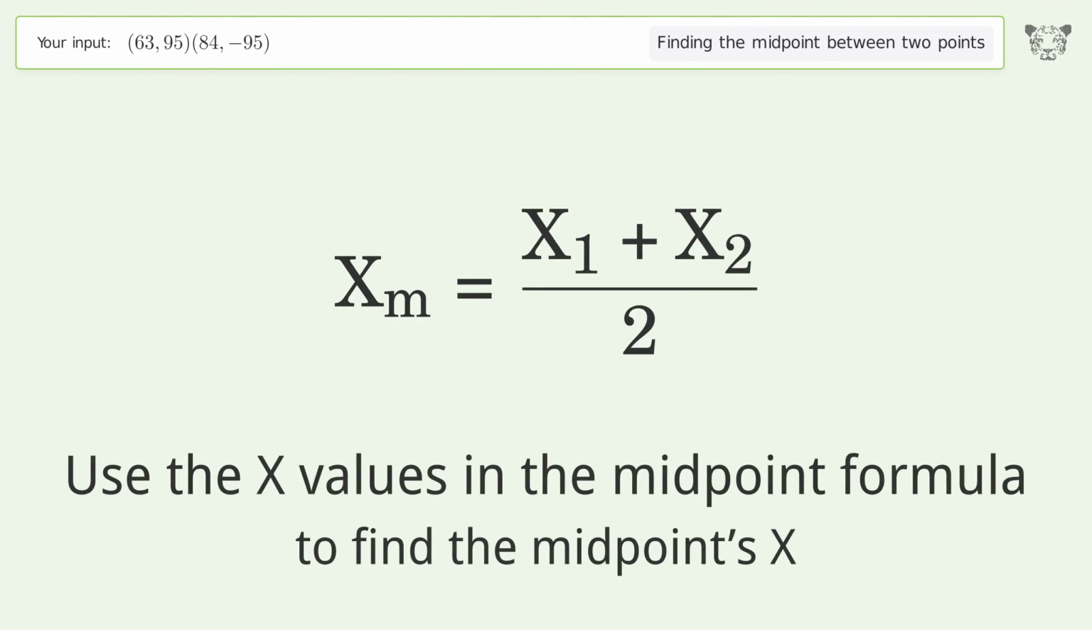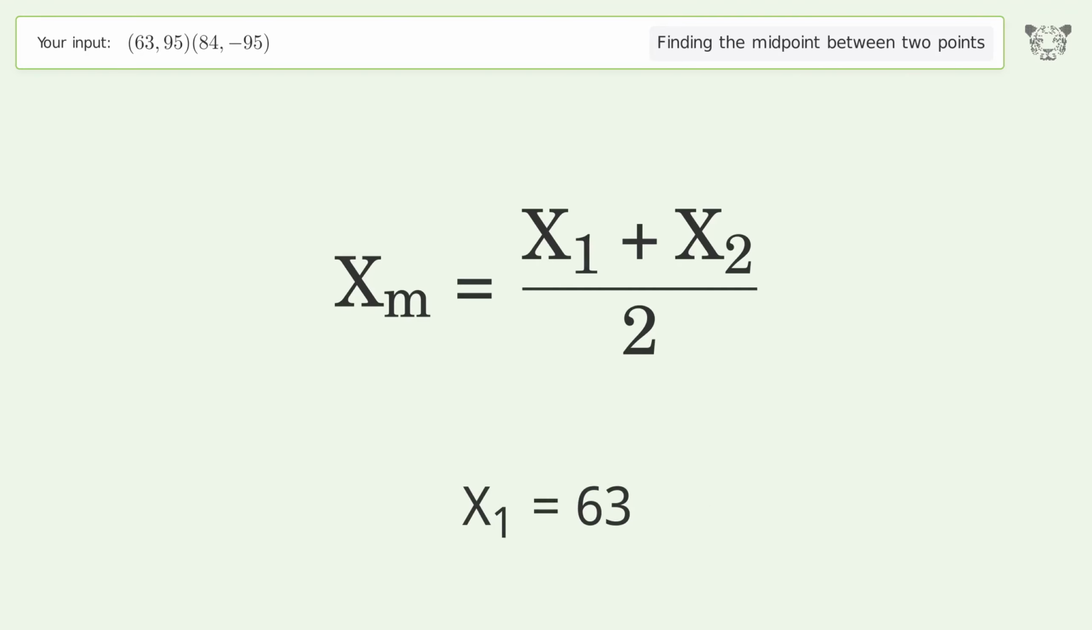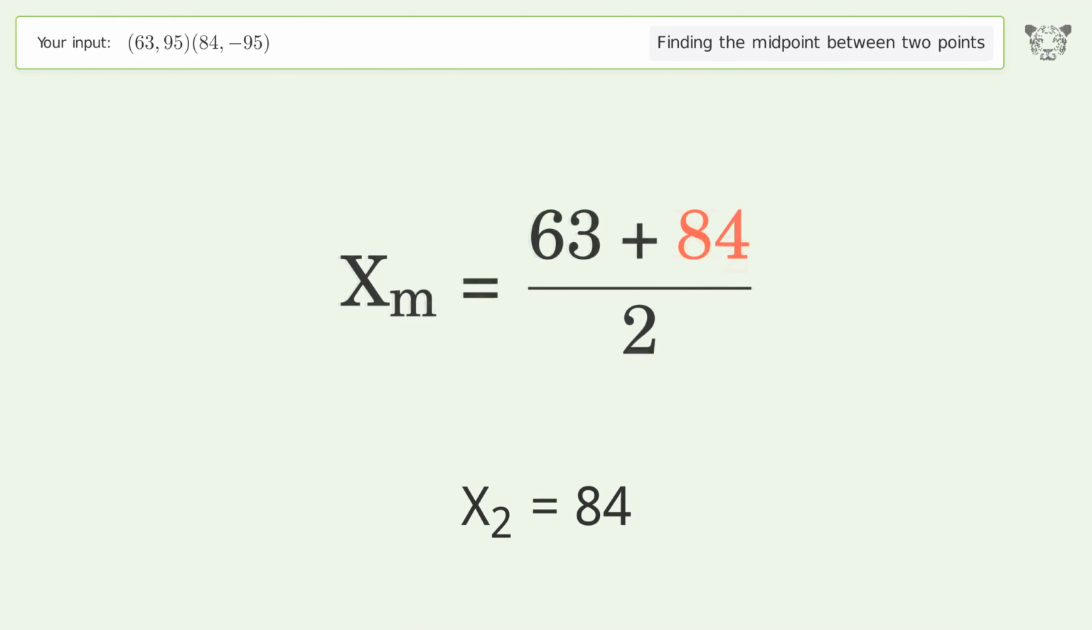Use the x values in the midpoint formula to find the midpoint's x. x1 equals 63. x2 equals 84. Simplify the arithmetic.